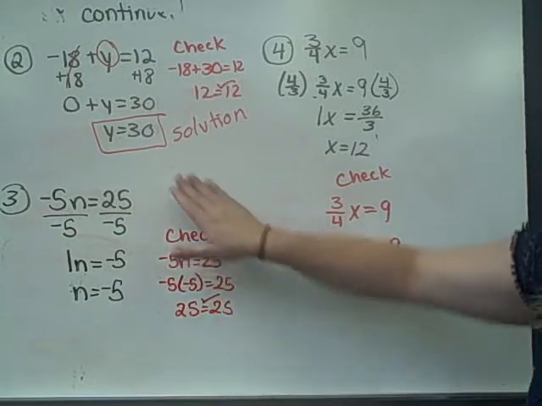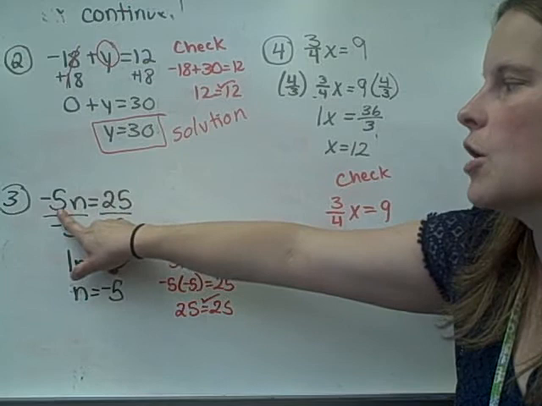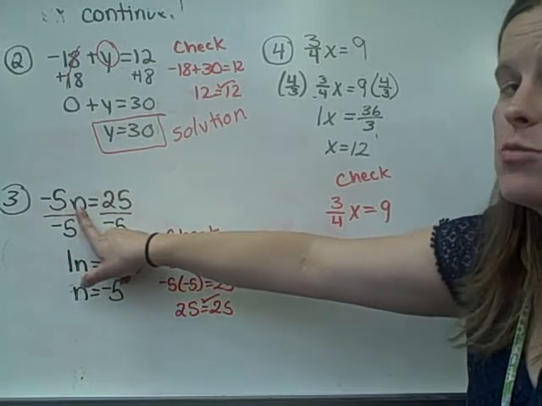Number 3, we had negative 5n equaling 25. Whenever my coefficient and my variable are touching, remember that is multiplication.